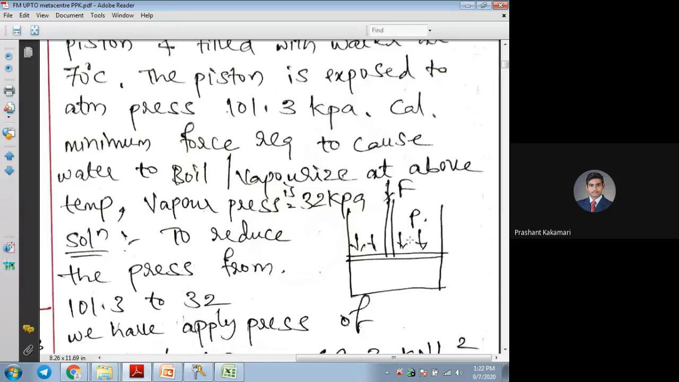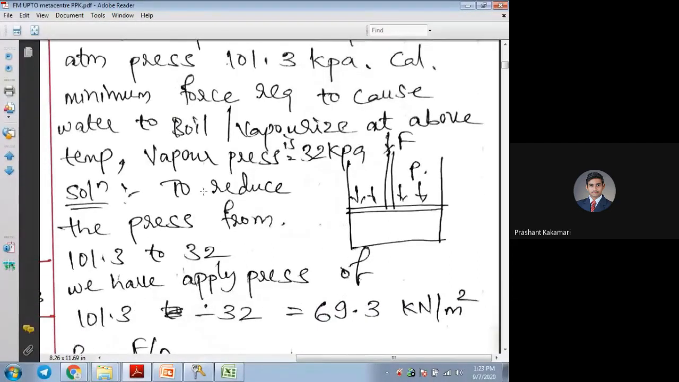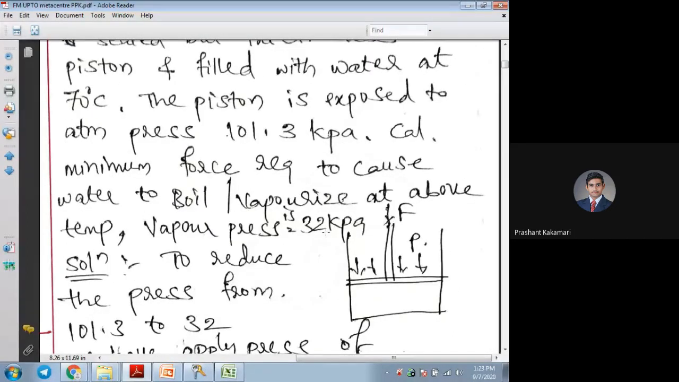And here the vapor pressure, meaning at this temperature or above, they don't know, but the vapor pressure is how much? 32 kilopascal. At this point, water starts emitting vapors on the surface of the liquid. Now we have to reduce the pressure from 101.3 to 32, because at 32 kilopascal pressure only the vapors will start emitting.